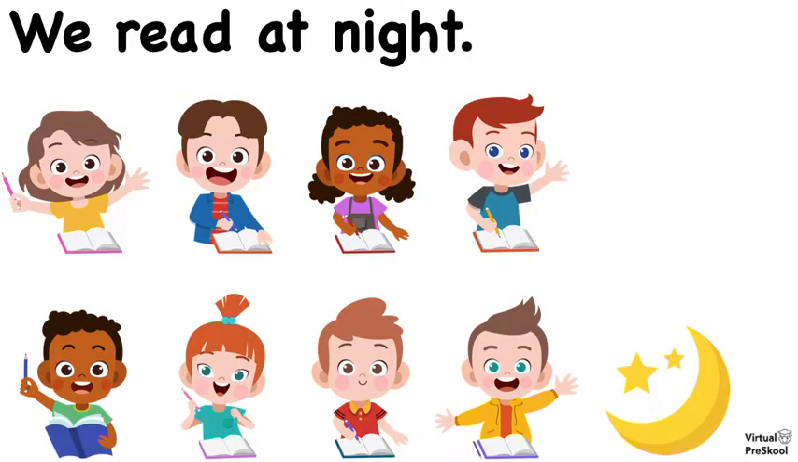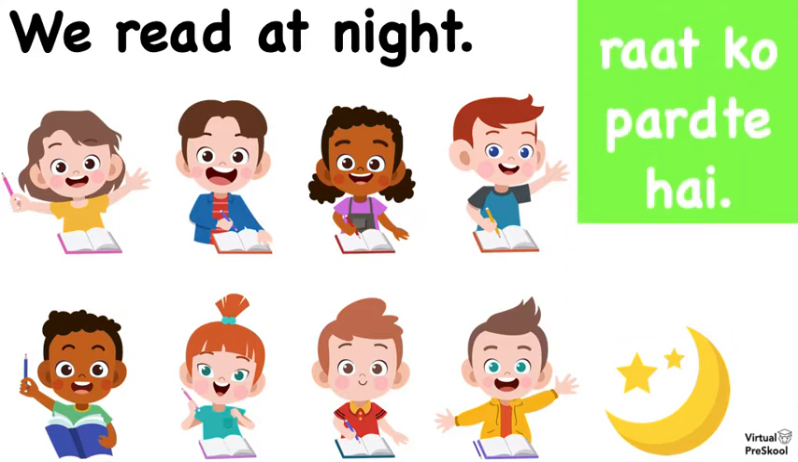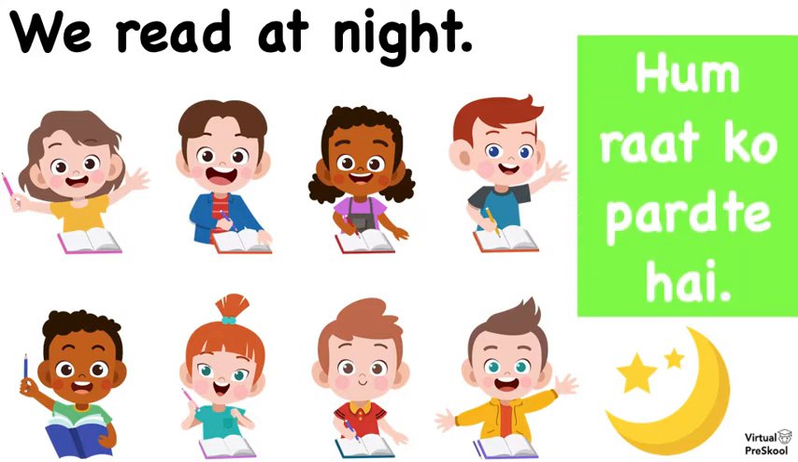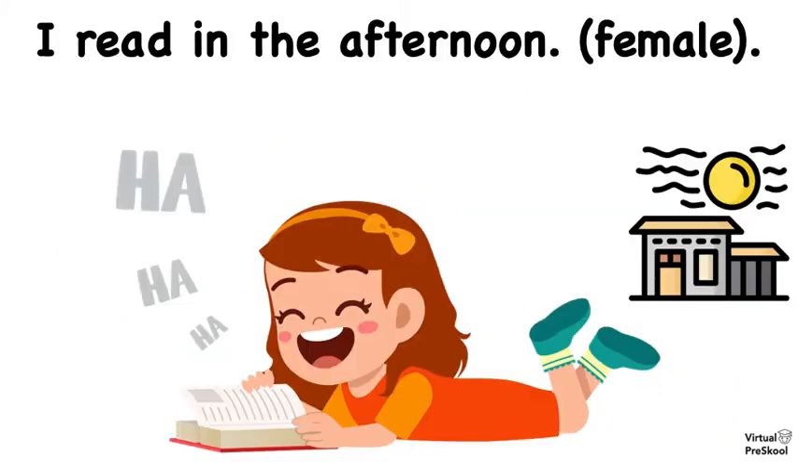All right, next one. We read at night. हम रात को पढ़ते हैं. Right? So it's we, so it's hum, and our verb conjugation becomes पढ़ते हैं, and then we added night, रात को, because with sham and रात we use को. हम रात को पढ़ते हैं.